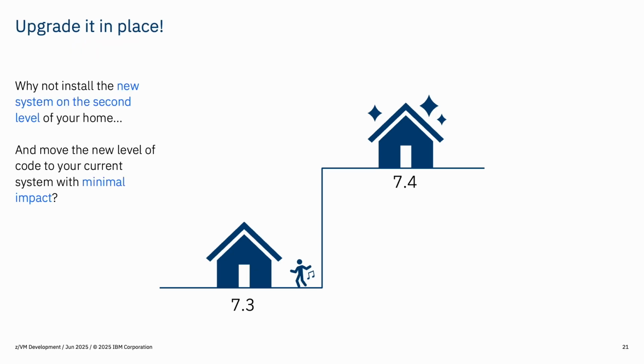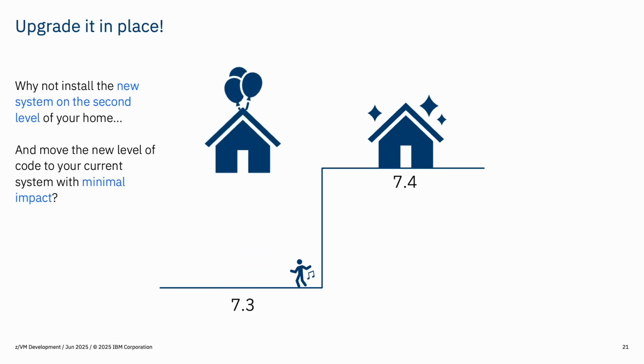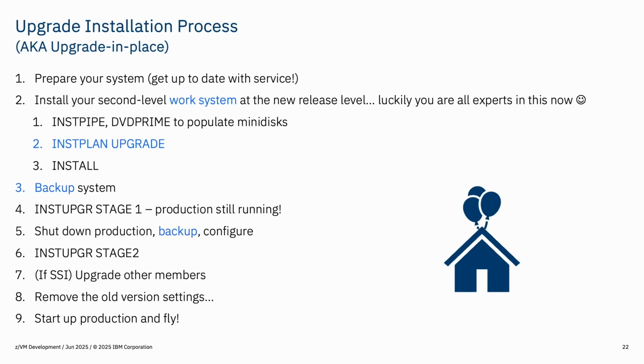Instead, why not install a new system on the second level of your home, and then move the new level of code to your current system with minimal impact, lifting your existing house up to the new release level. That is the principle behind the upgrade installation process. So let's look at a quick overview of this process.